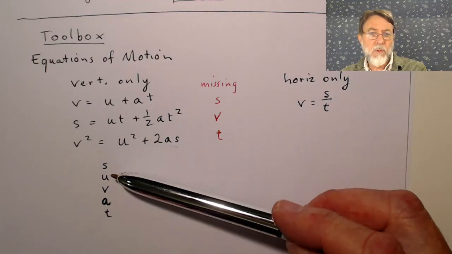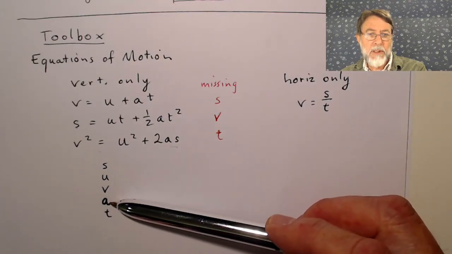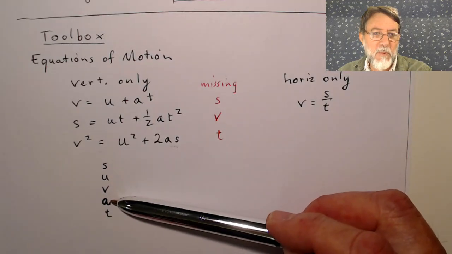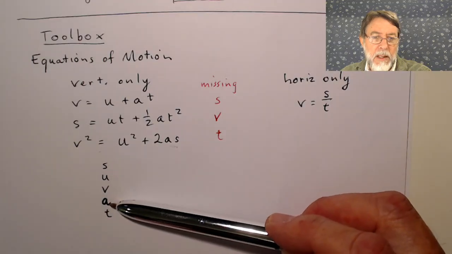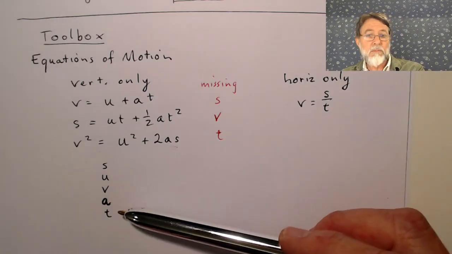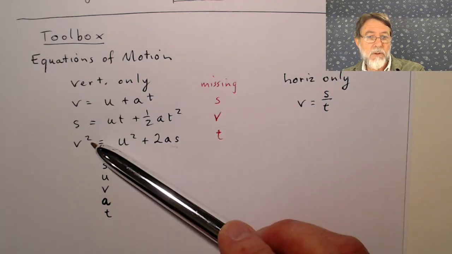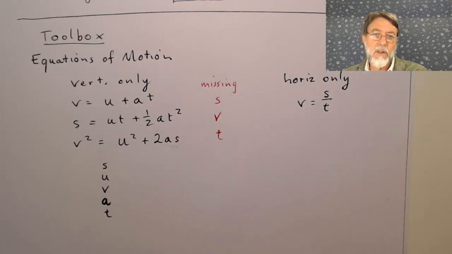So you can say, well, I've been given these three and I've been asked to find, well, you won't be asked to find A, that's 9.8. So you're given, say, S, U and A, and you're asked to find V. So you'd say, well, T's not in what I've been given, so I'll use this equation here because then I don't have to worry about T and I can solve it for V as I've been asked to. So that's useful to observe.